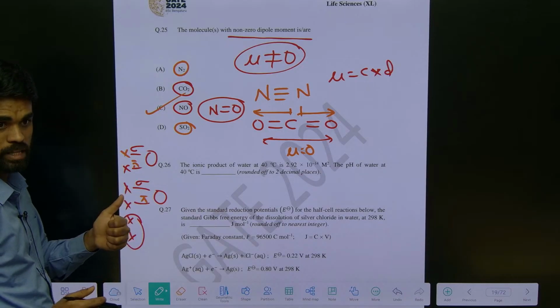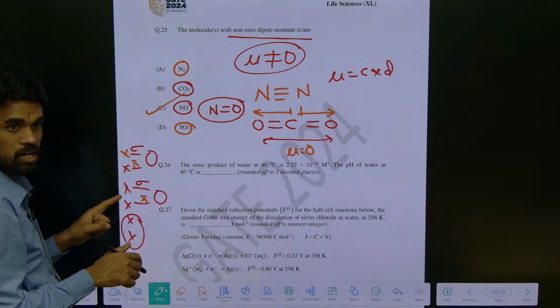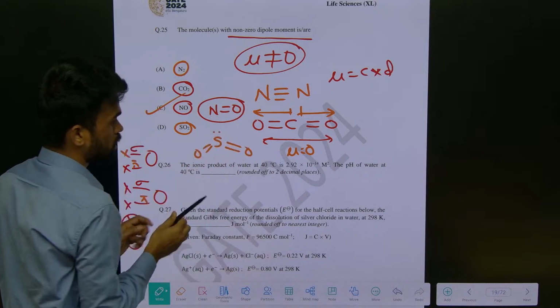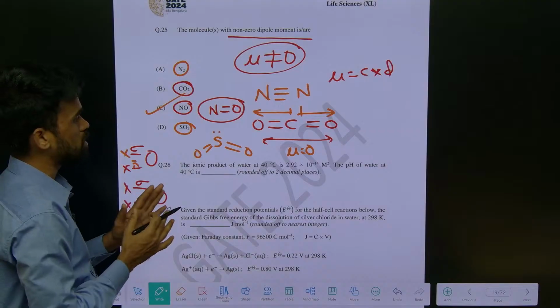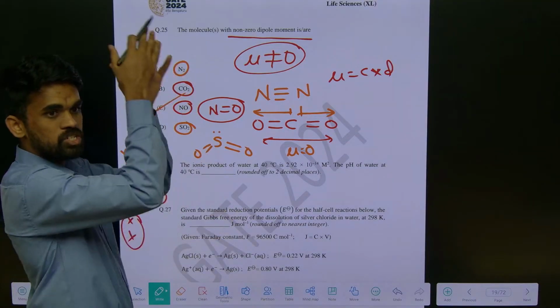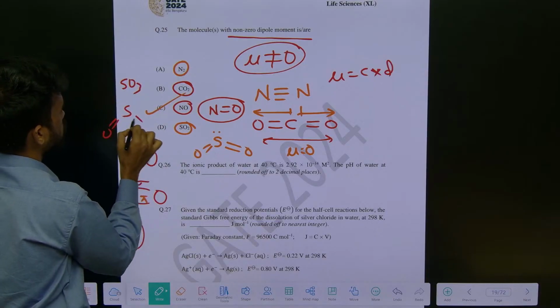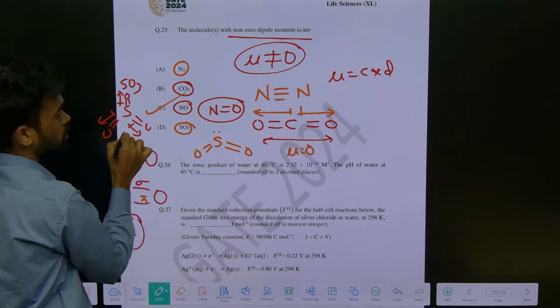So sp2 hybridization. sp2 means it should have a trigonal planar shape, but 1 lone pair is occupied. So sulfur has one lone pair. Whenever it is not having the ideal shape, ideal shape means trigonal planar only, like SO3 if you consider, how will it be? Like this. So dipole moment will cancel out each other, it will be 0.